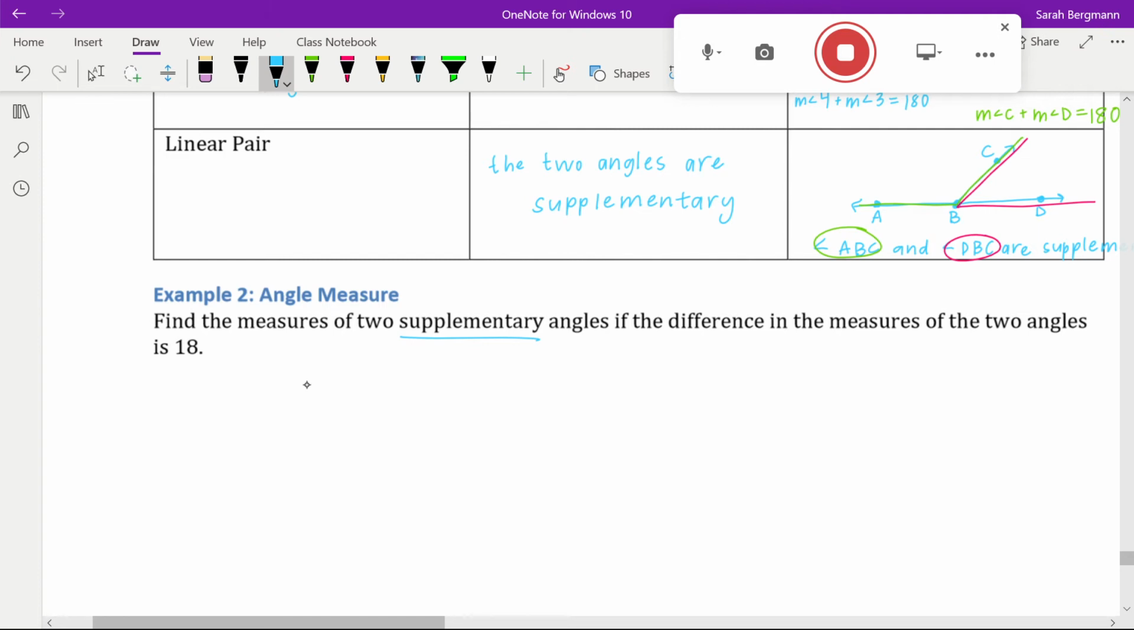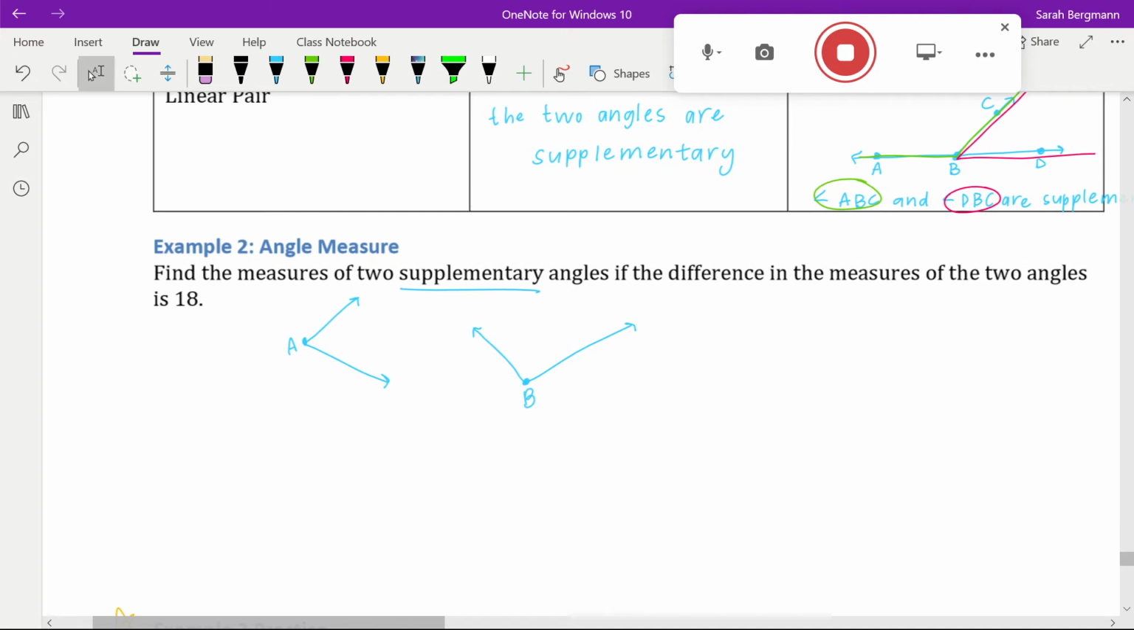So we'll just call these angles angle A and angle B. So I know that they are supplementary angles. So I know that their measures would have to add up to 180. So the first equation that I can write is the measure of angle A plus the measure of angle B equals 180. Since I'm finding two different variables, I have the measure of angle A that I'm trying to find and the measure of angle B that I need to find.